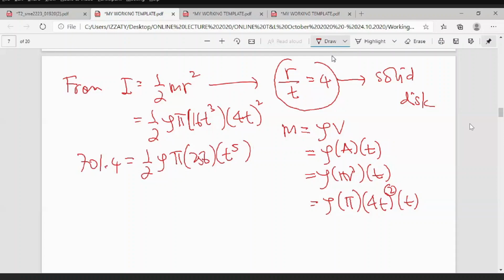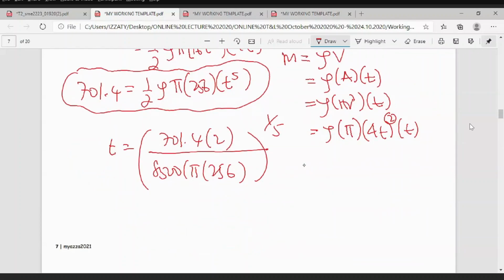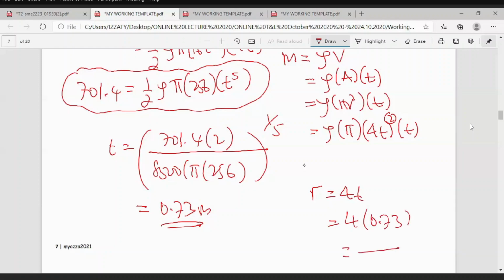701.4. So your T now is equal to, if you solve this one, 701.4 multiplied by 2 divided by, isn't it, 8500 pi multiplied by 256, to the power of 1 by 5. That will give you the result of 0.73 meter. So that will complete the results. If the question asks you about the radius, which is equal to 4T, you will have 4 multiplied by 0.73, in meters.